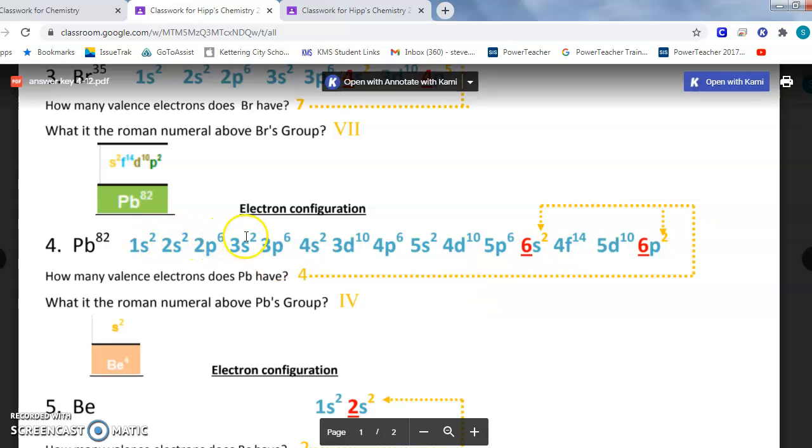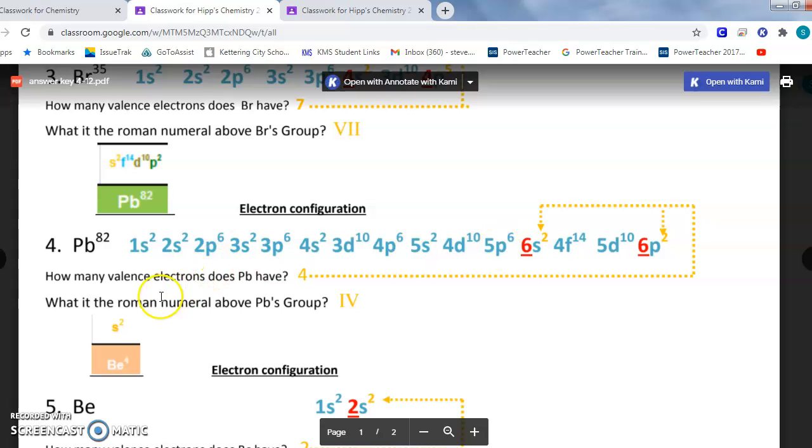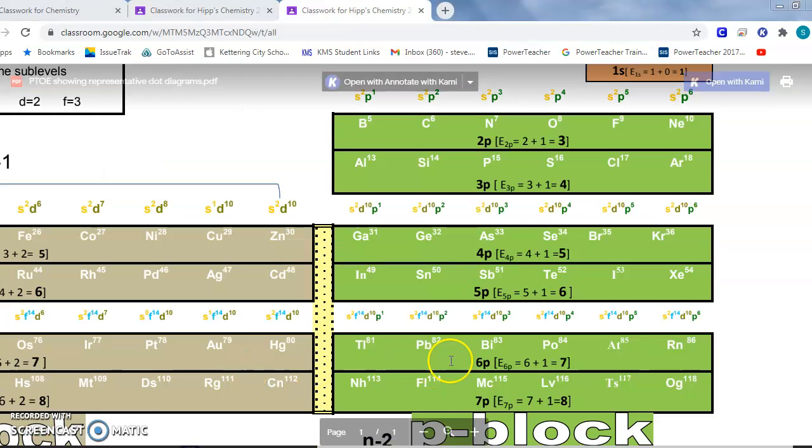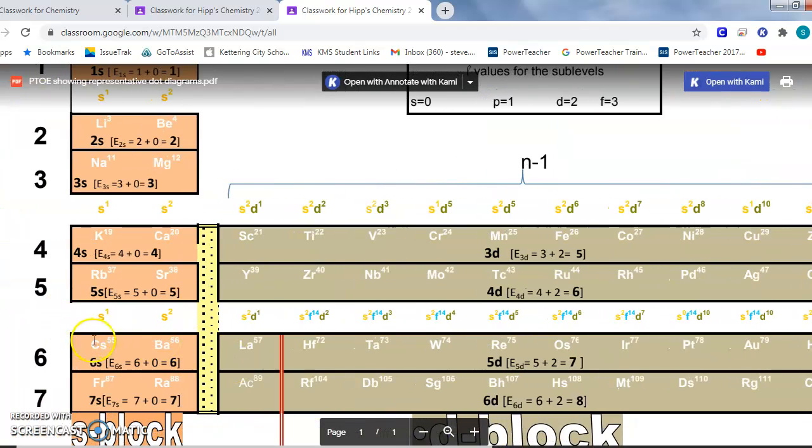2 and 2 and 6 is 10, and 2 is 12, and 6 is 18, and 2 is 20, and 10 is 30, and 6 is 36, and 2 is 38, 48, and 6 is 54. That is the previous noble gas. We just counted that the inside of lead, see, this is the level lead is currently filling, the 6th level. So when we look at lead, it is on the 6th level.